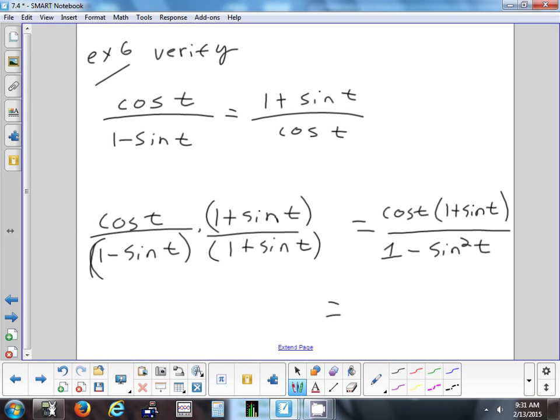Yeah? Couldn't you break apart the denominator and then have it one of the... No, never mind.